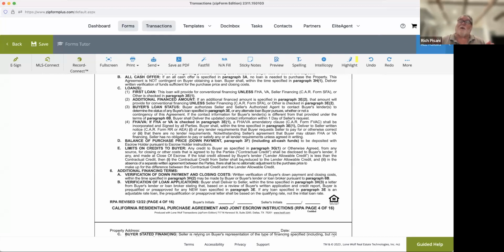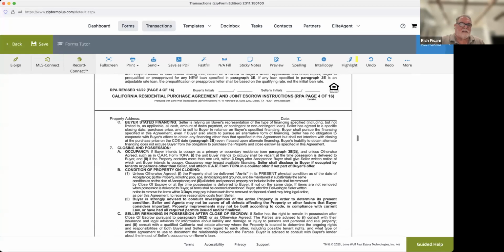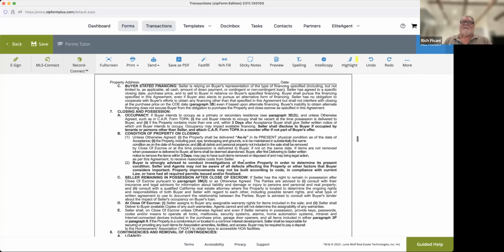It's usually, a rule of thumb is 3%. That's usually what it is, but it could be different. So that's why you need to check with that lender. Verification of down payment, verification of loan applications. Any questions on this page? Not seeing any. Okay.